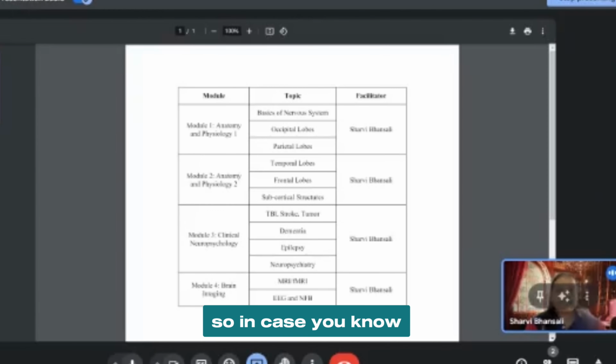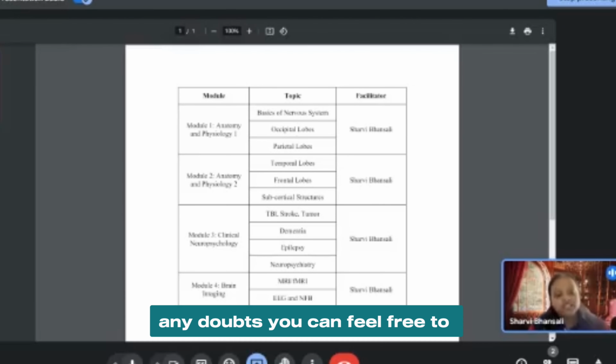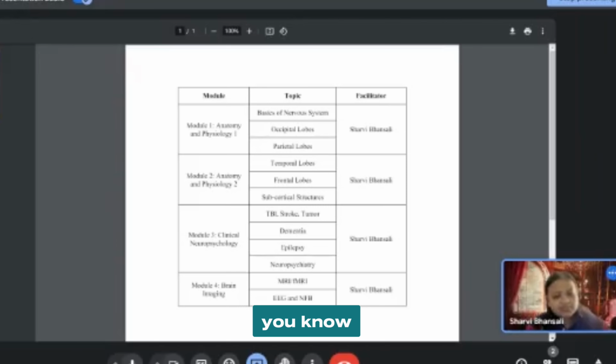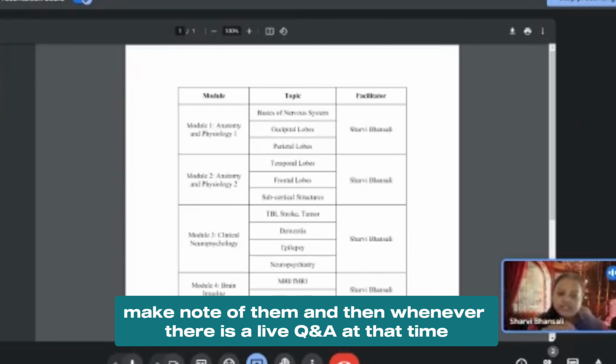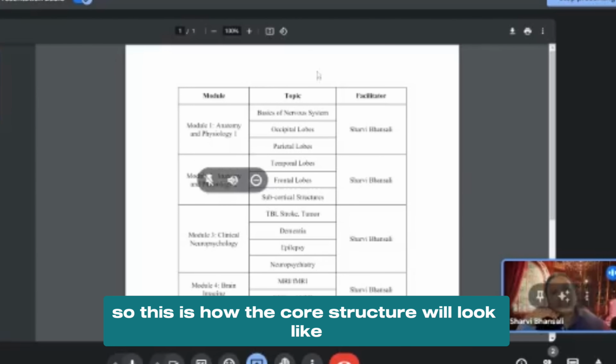In case, during the class, you feel that there are any questions or any doubts, you can feel free to make note of them. And then whenever there is a live Q&A, at that time we can go ahead with it. So this is how the course structure will look.